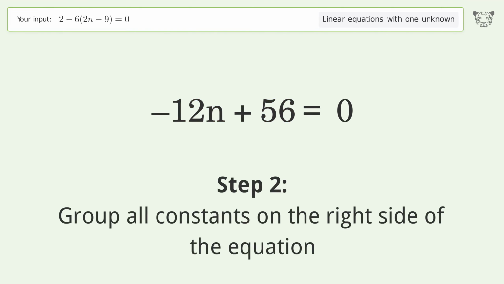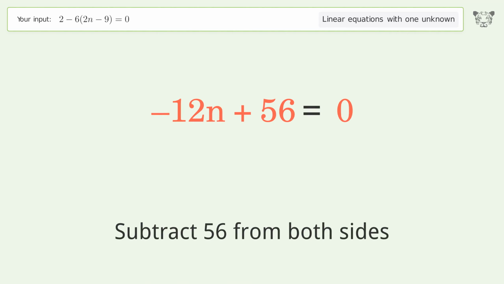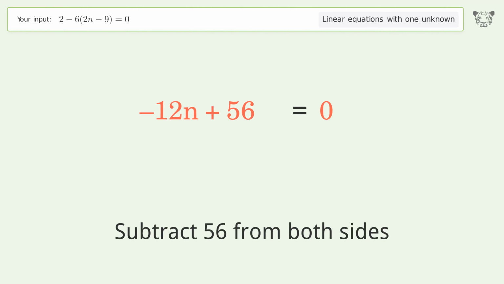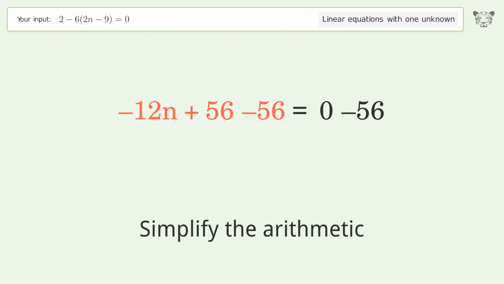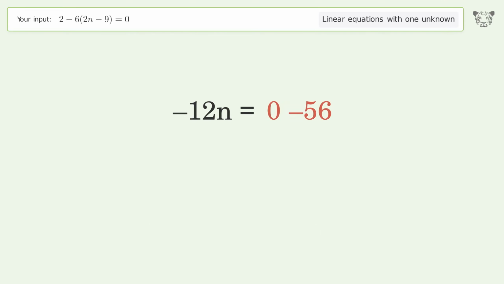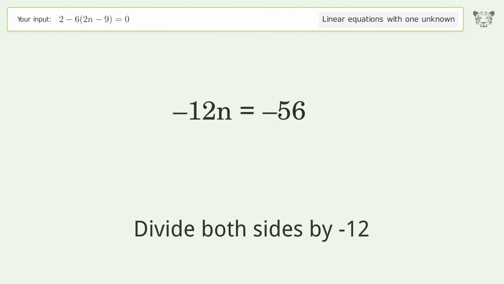Group all constants on the right side of the equation. Subtract 56 from both sides. Simplify the arithmetic. Isolate the n. Divide both sides by -12.